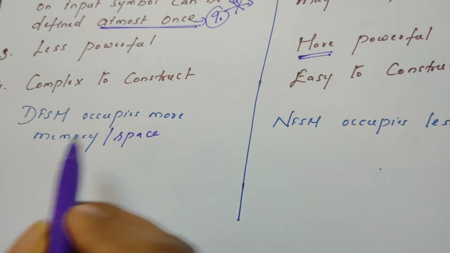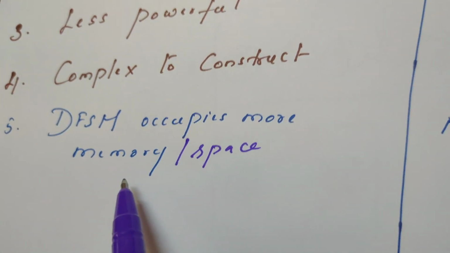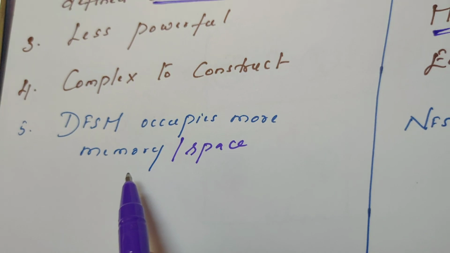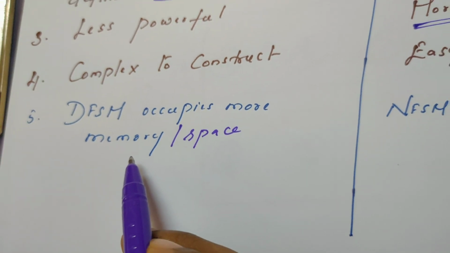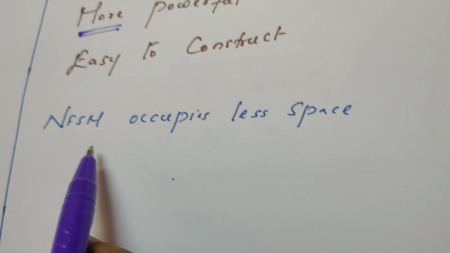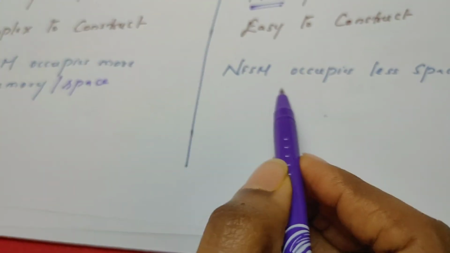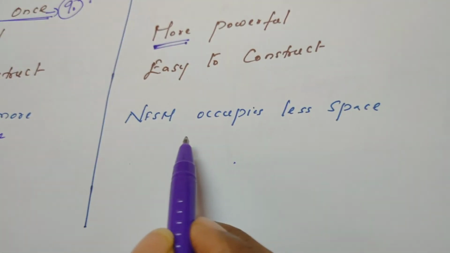DFSM occupies more memory space because from every state, we try to define the transition on every input symbol. But when we construct the NFSM for the same language recognized by DFSM, NFSM occupies less space.